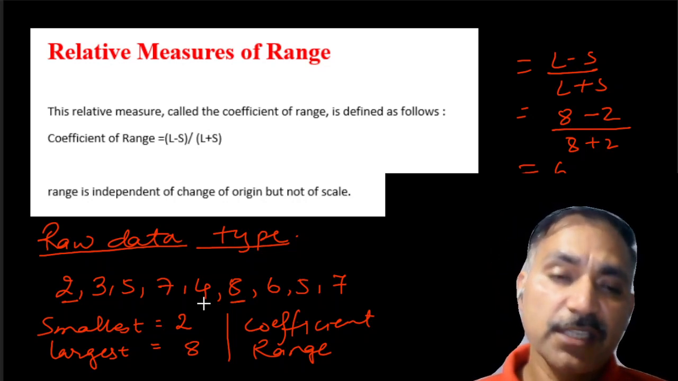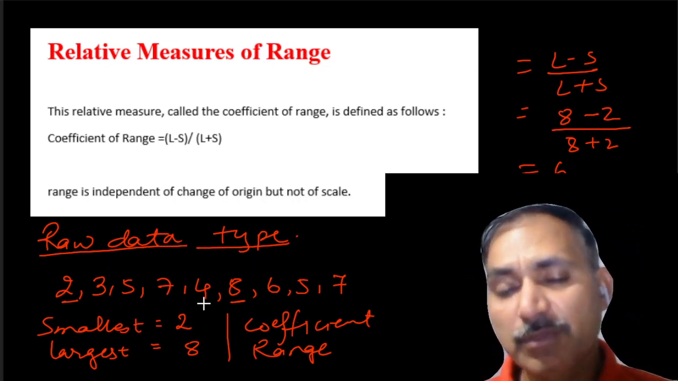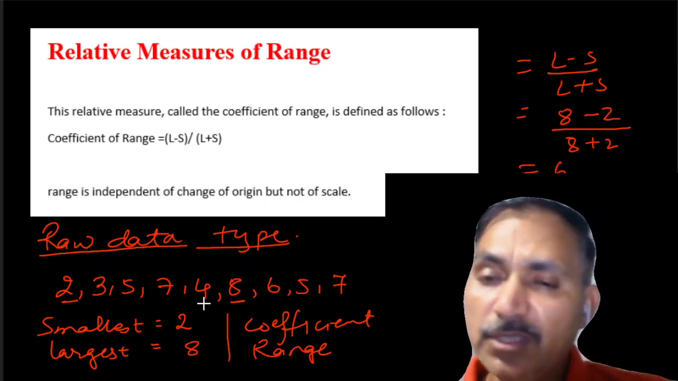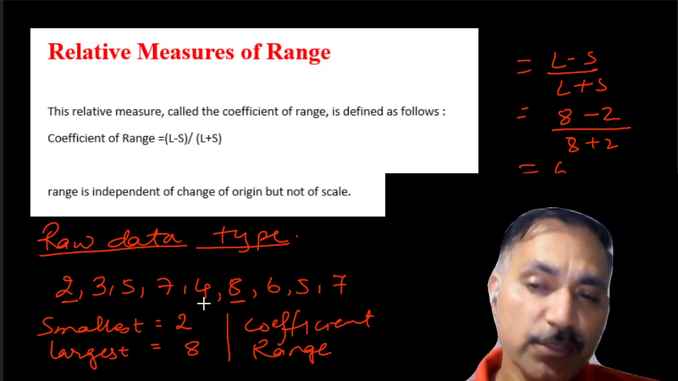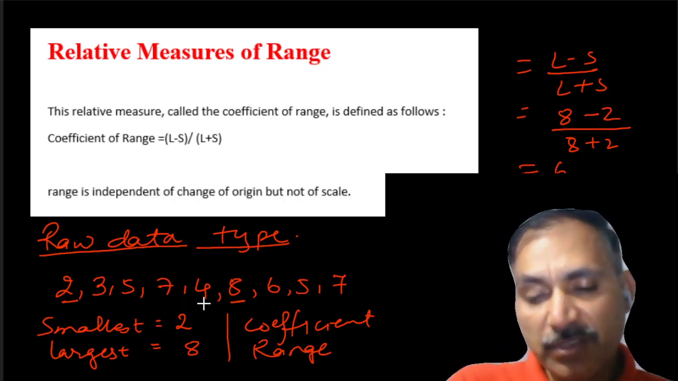Always remember, whenever there is no unit, that means it has been converted in the form of a ratio. So here L minus S divided by L plus S is 8 minus 2 divided by 8 plus 2, it becomes 6 upon 10, that is 0.6. This was for raw data.